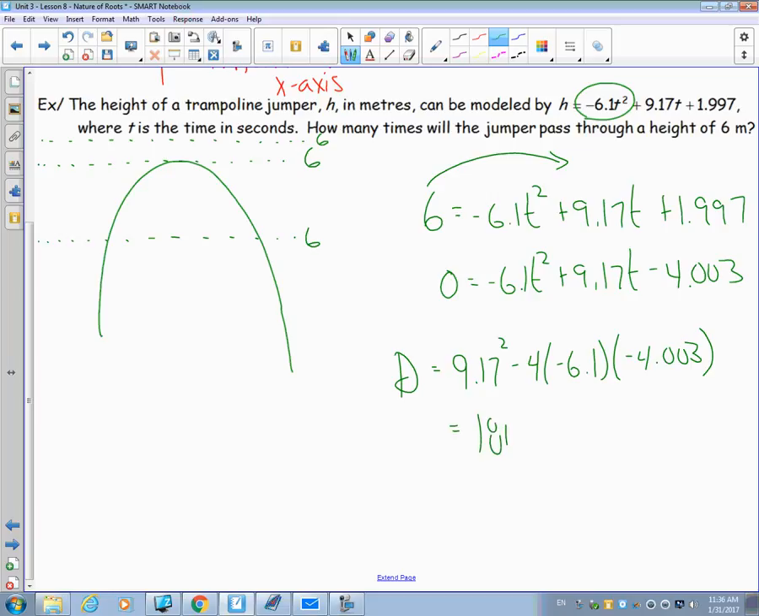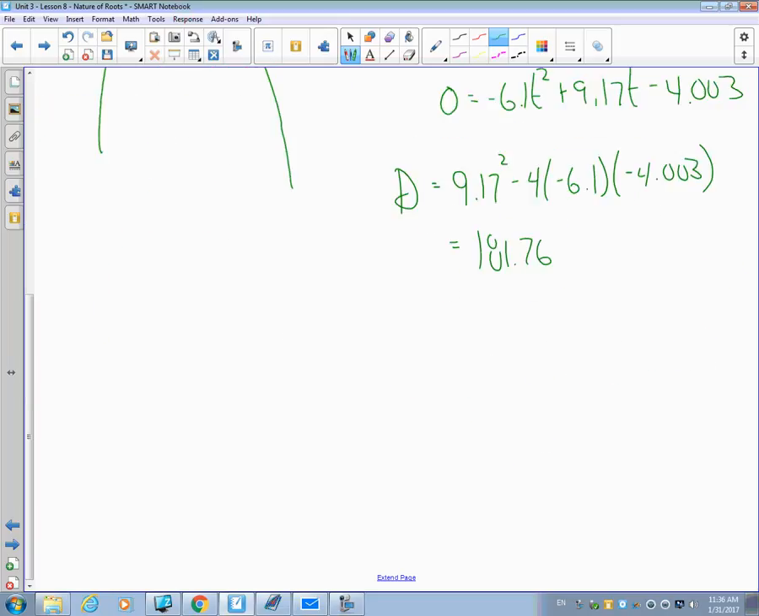I get 181.76. What does that tell me? It's positive. There are 2 solutions. Therefore, they pass through 6 meters twice. Again, I didn't solve and figure out where they hit 6 meters. We've done it before when we solve quadratics. I just care if they hit 6 meters. In this case, we figured it out twice.